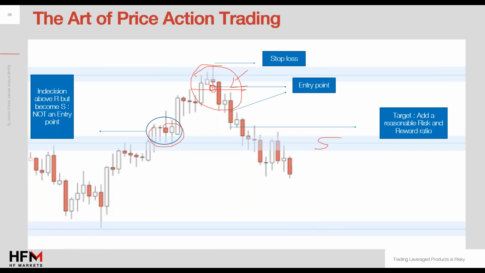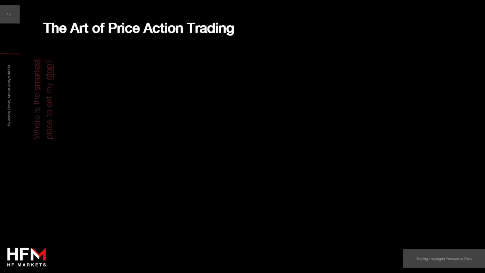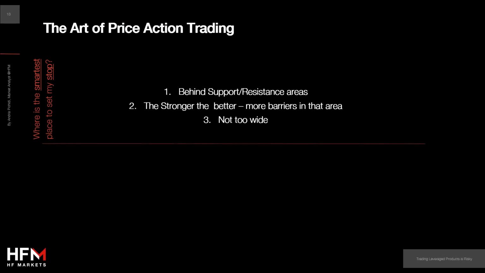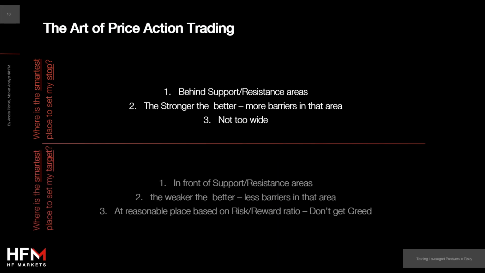Or do I have another example? Okay, this is a summary. Where is the smart place to set my stop loss? Behind support and resistance level, or the stronger the better, more barriers in that area, not too wide.